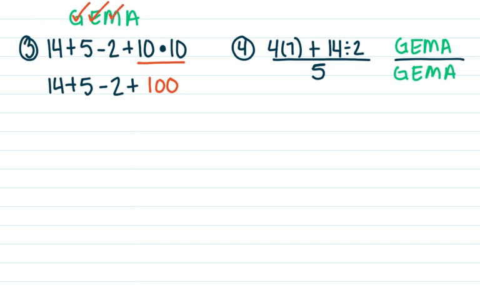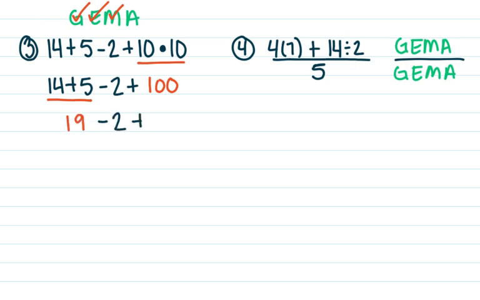And now I have to check for addition and subtraction. In this problem, I have both. And so in this problem, I'm going to do whichever one comes first. And for this one, addition comes first right here. So I'm going to solve that part first. So 14 plus 5 is 19.